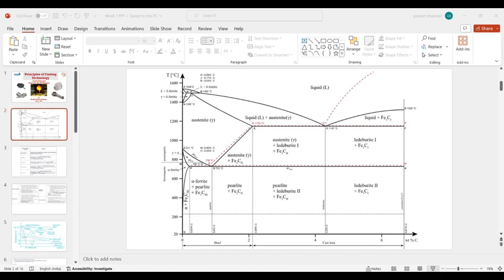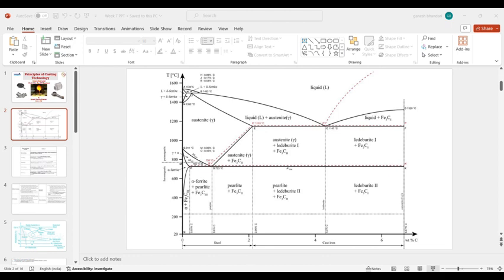When we talk about the iron carbon phase diagram, we mainly talk about three points. First is 0.8% carbon at 723 degrees Celsius. That temperature is basically known as your eutectoid temperature, where eutectoid steel formation happens. Then the second point is around 2.06% carbon and at 1153 degrees Celsius.